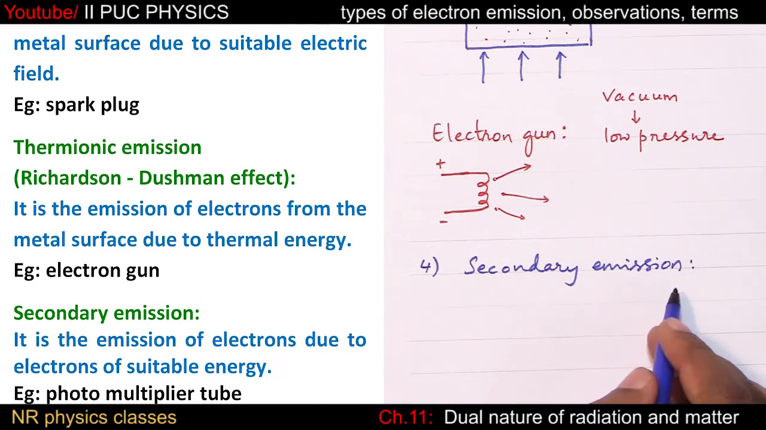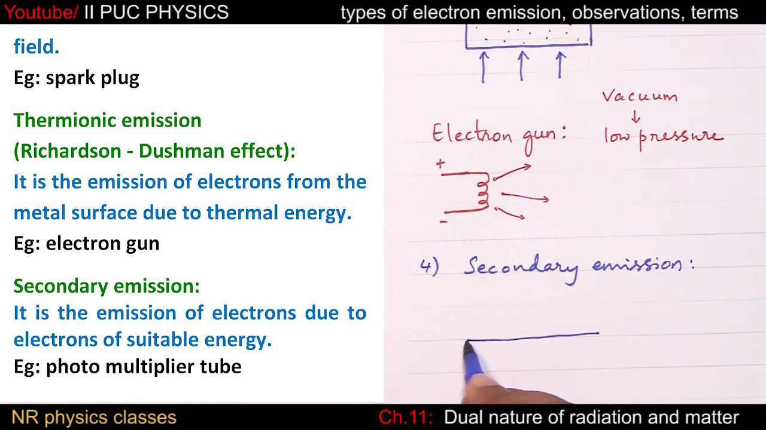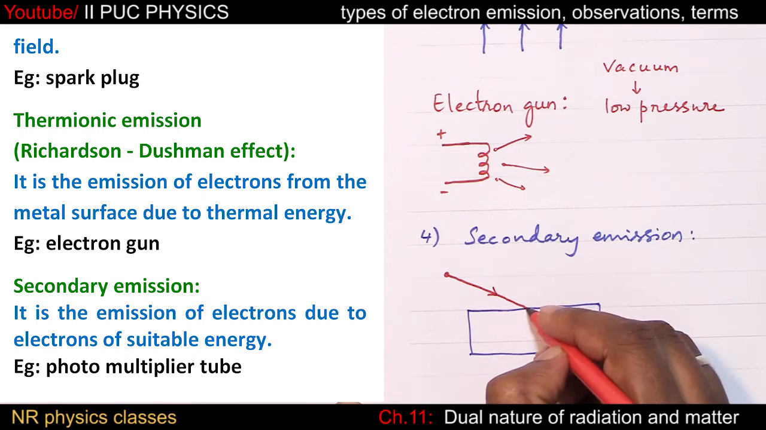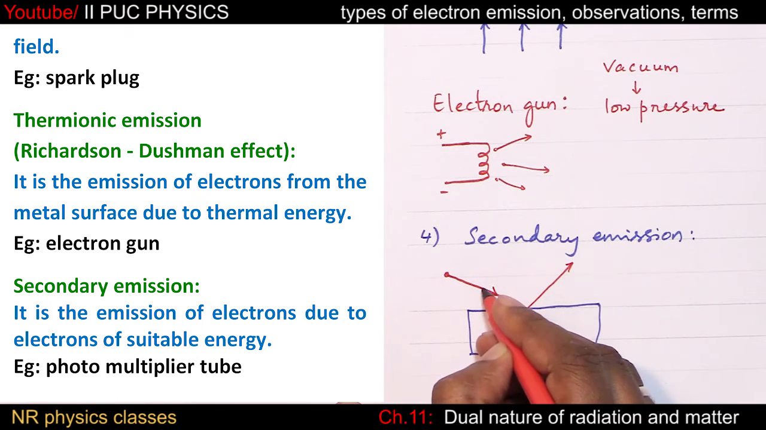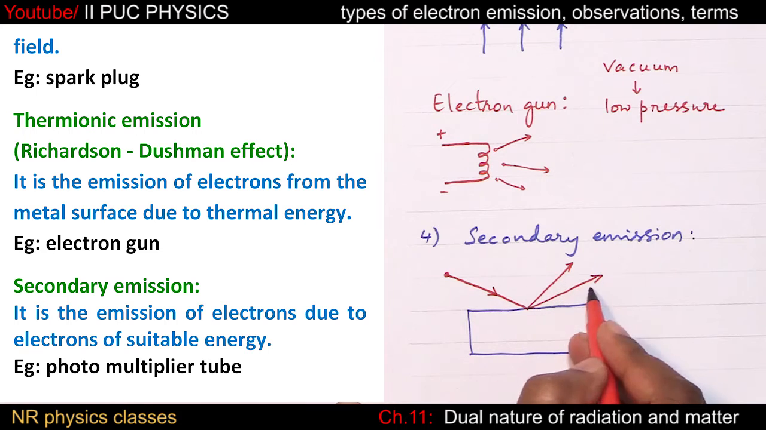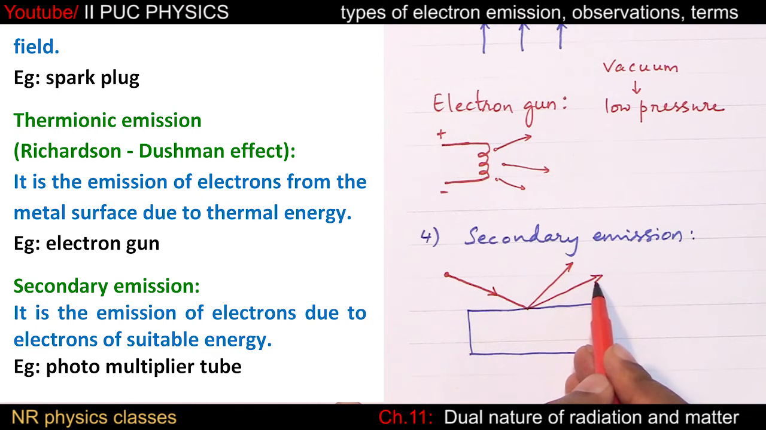Secondary emission. In this type of electron emission, electrons are used to remove electrons. These are high energy electrons. These are made to fall on the metal surface. Then if they interact with other electrons, there is emission of electrons. This electron could be this, and this is the additional electron.